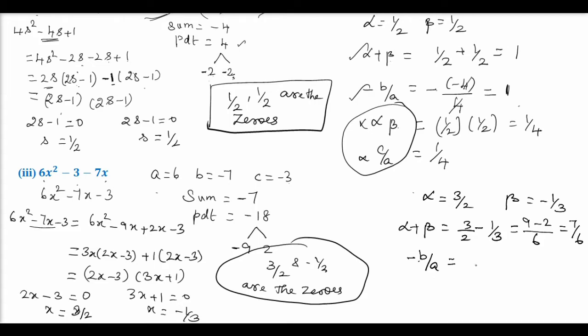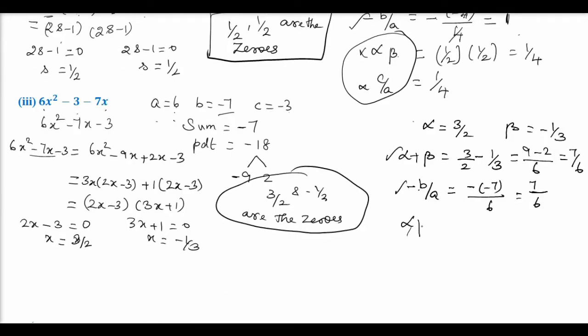So minus b by a is, b is minus 7. So it is minus of minus 7 divided by a, which is 6 here. So minus of minus 7 is plus 7, so it's plus 7 by 6. So we have got alpha plus beta equal minus b by a. Then we'll go for the product.